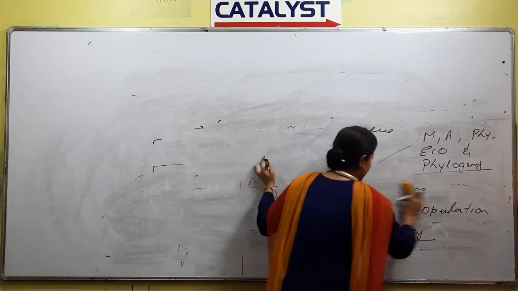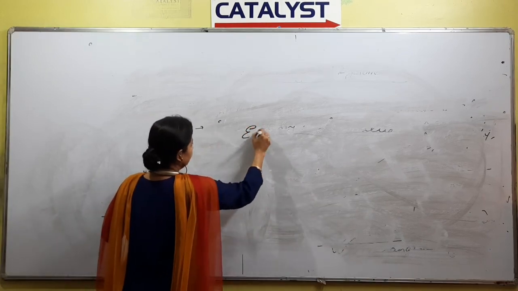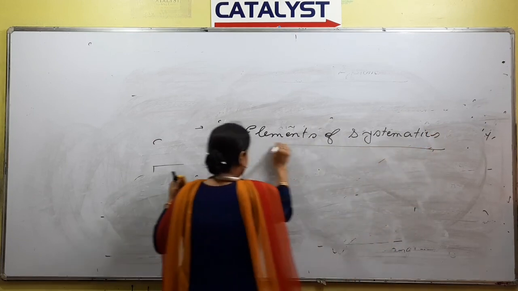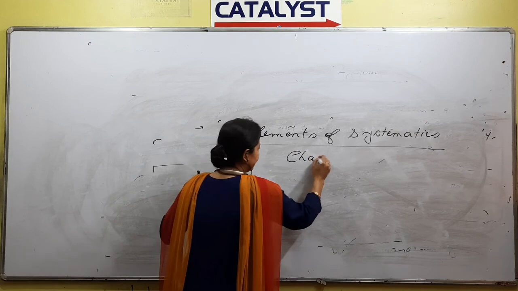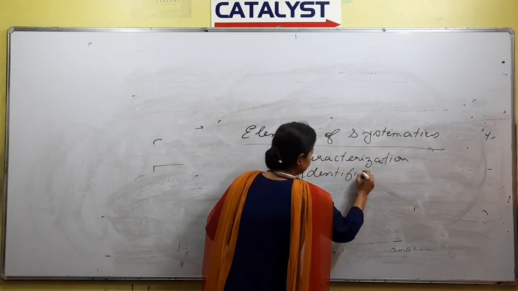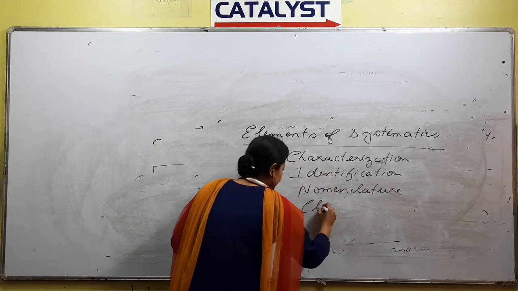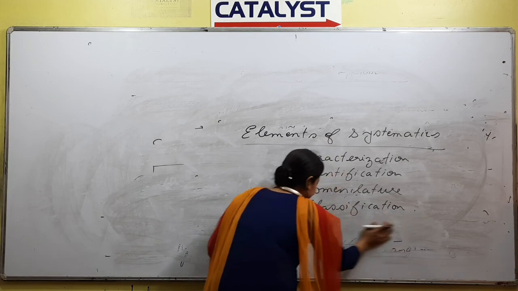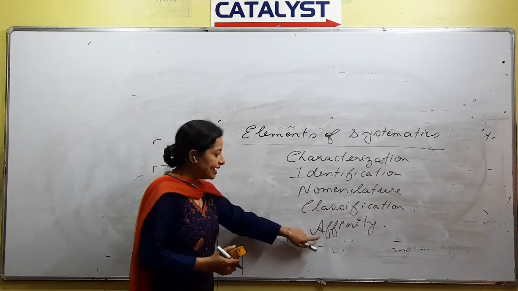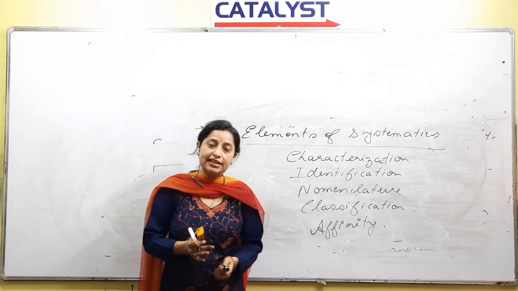Now we'll be talking about elements of systematics. Just like we studied elements of taxonomy a while ago, now elements of systematics. So elements of systematics will be similar to taxonomy. So obviously characterization, identification, nomenclature, classification, and lastly we have the word affinity, right? So taxonomy is almost the same, only one point of difference, that is here they will consider the affinity or the relationship between the organisms. Relationship between the organisms includes phylogeny also, right?